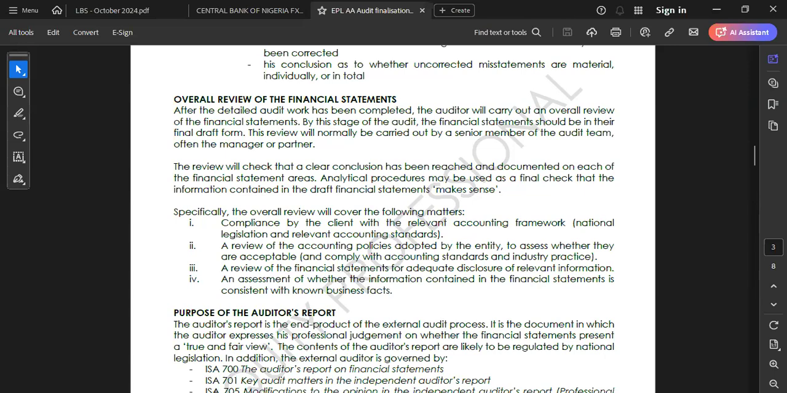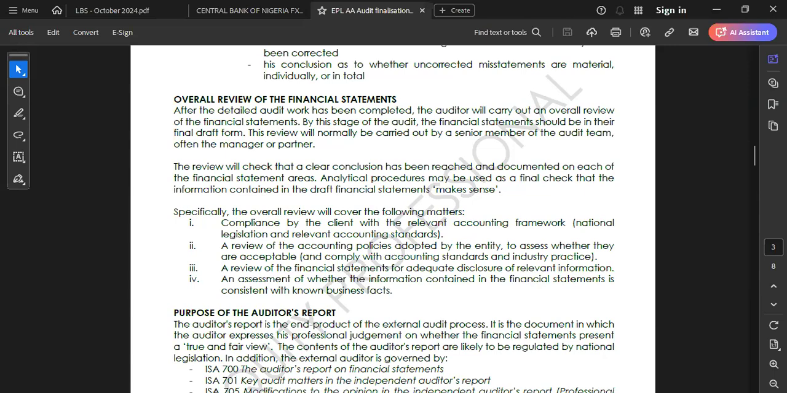Then there will also be a review of the accounting policies the entity is using, checking whether that accounting policy is also in line with industry standard. Say maybe in the industry, reducing balance is the accounting policy being employed by all other entities. So why is this entity using straight line? So the auditor will check compliance with that.